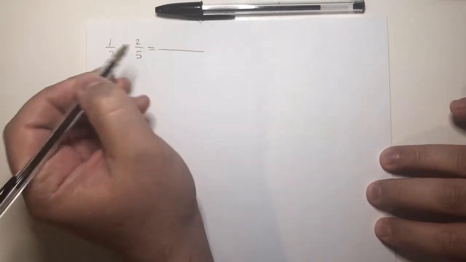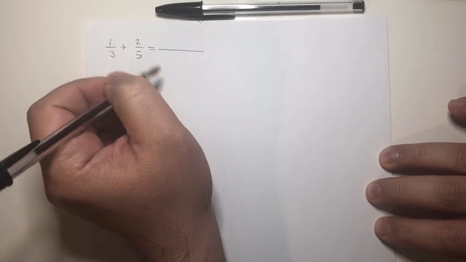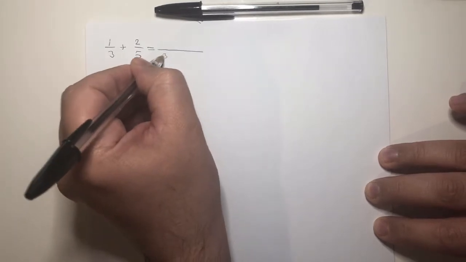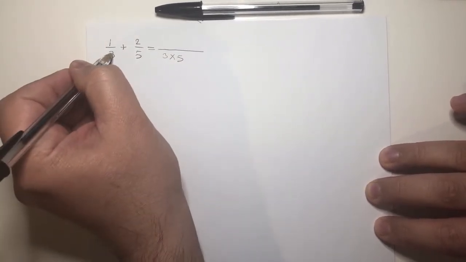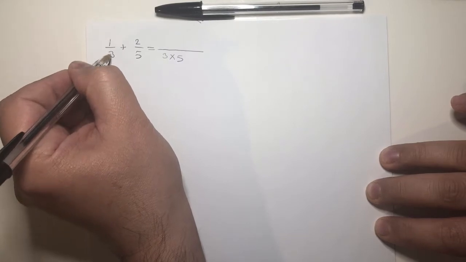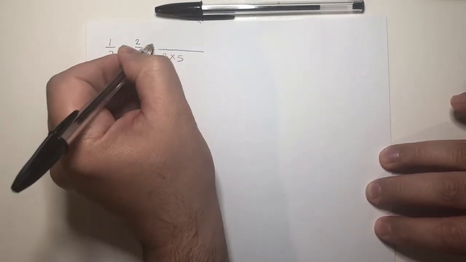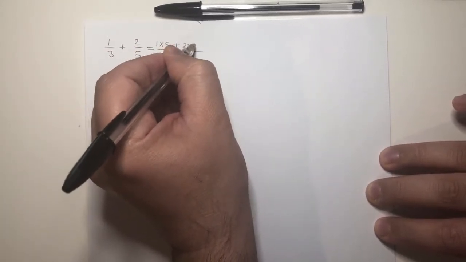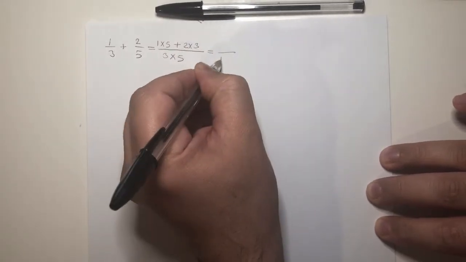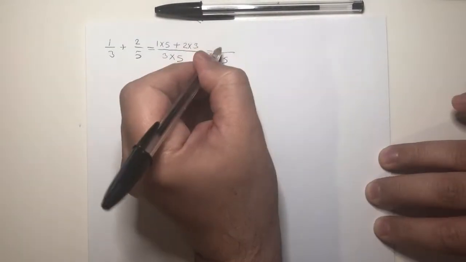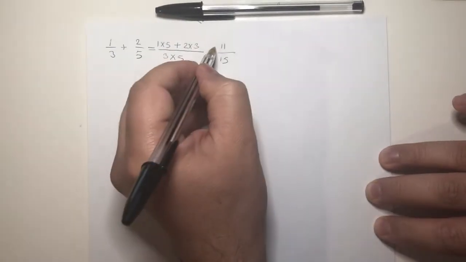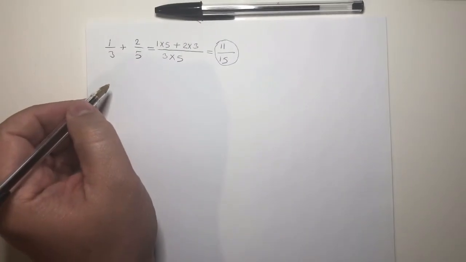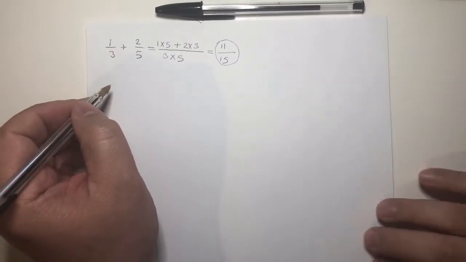First, we need to find a common denominator, and as I said in the previous videos, the easiest way is to multiply these two denominators together. So, we have multiplied 3 by 5, and we have to do the same for the numerator. This is the result, 11 over 15. Let's do another example.